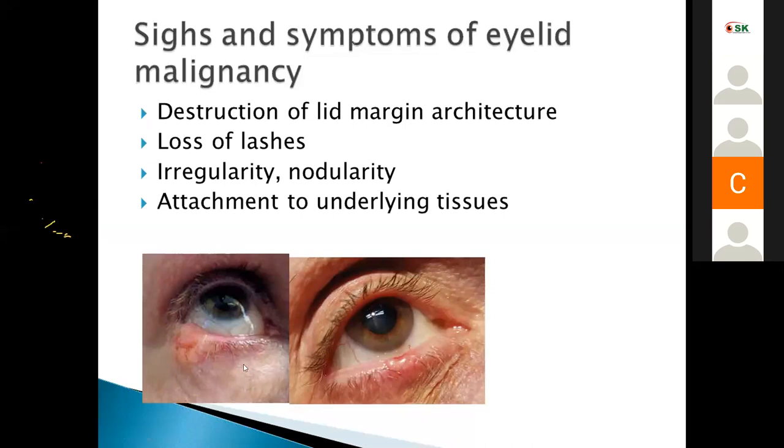So if the normal architecture of the lid margin is destroyed, then you need to start suspecting that there is a problem. The other thing is a loss of lashes. Of course, these things go together with the lid margin destruction. You can see from all the extent from there to here, there are no lashes.